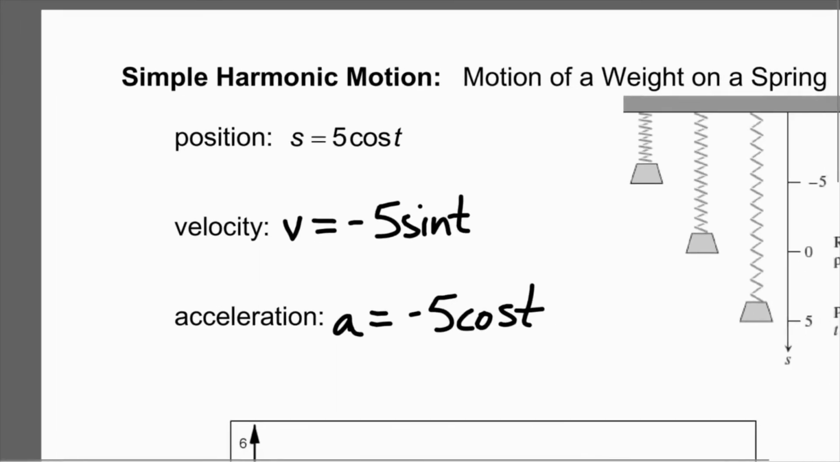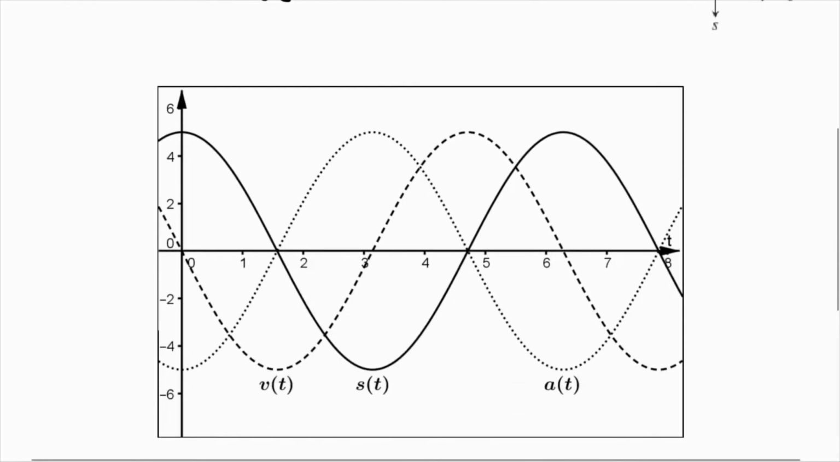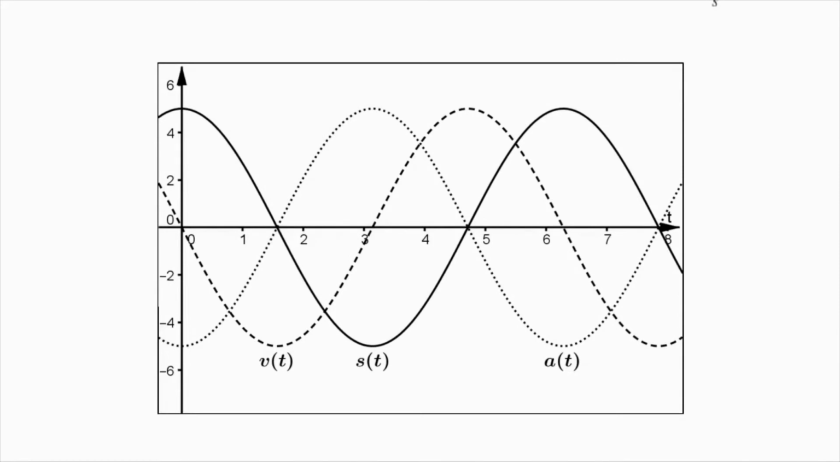Okay, and on this next page, it was just some motion problems. These are pretty straightforward. We've already seen position, velocity, and acceleration. This is just showing you the same information now using trig functions. So we've got the position of 5 cosine, the velocity of negative 5 sine, and the acceleration of negative 5 cosine t. And you can see here's the graph of all of those functions.